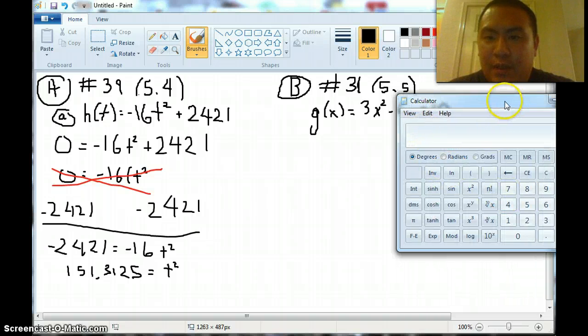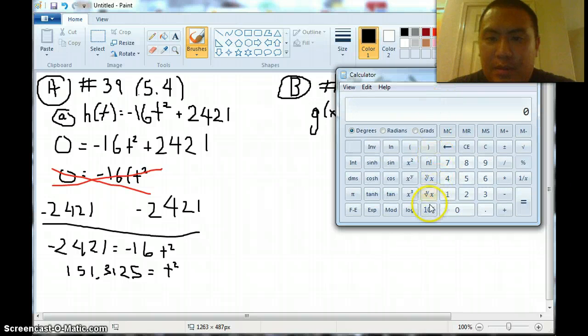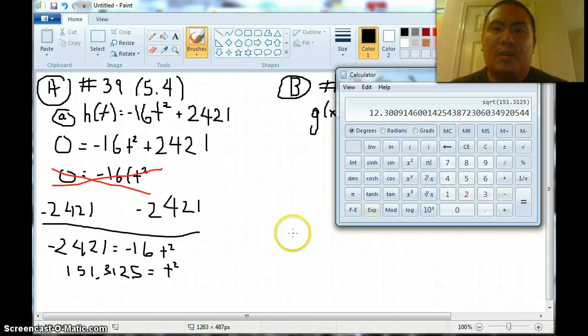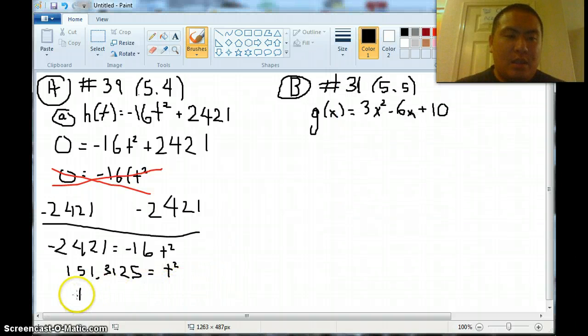Okay, so now I'm going to take the square root, and if I could remember how to do that, it would be scientific, and I want to take the square root, which is right here. Square root of 1.3125. Okay, that gives me 12.3, and I'll just round it. So that gives me t is equal to 12.3. But I'm missing something, right? It's actually plus or minus t, or plus or minus 12.3.